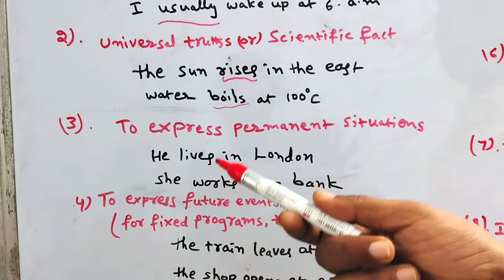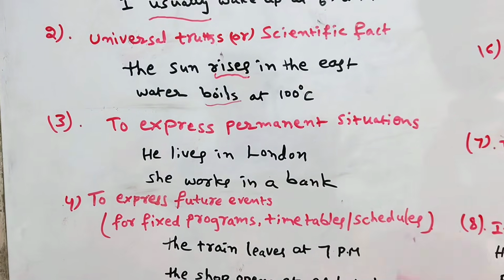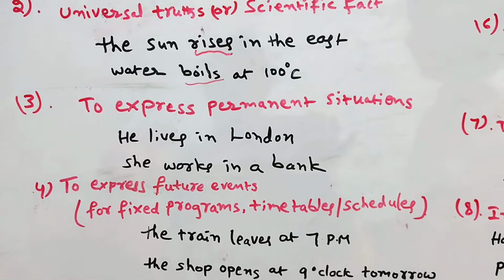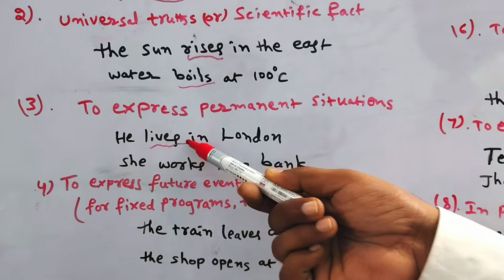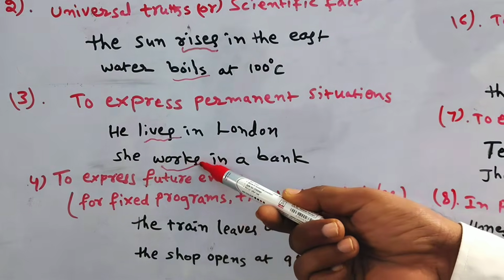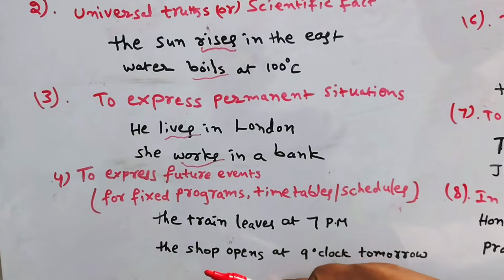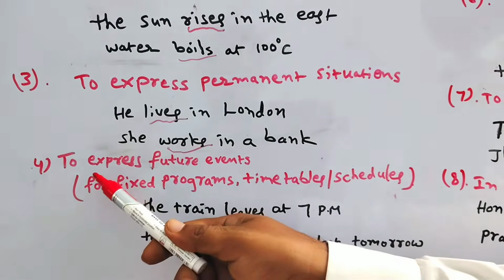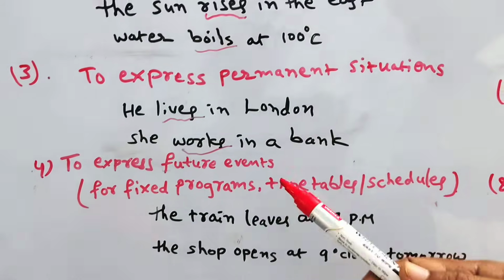And next two sentences, look here. She works in a bank. Okay, that is her profession. For long years, she works in a bank. Okay, so here also we use the same structure. For third person singular, we use s. He lives and she works. Right?